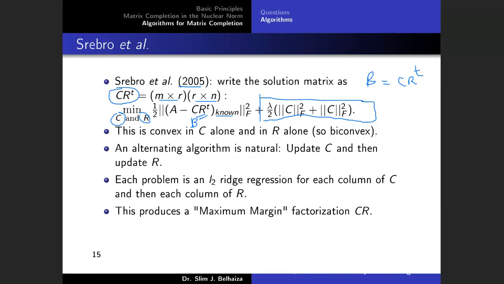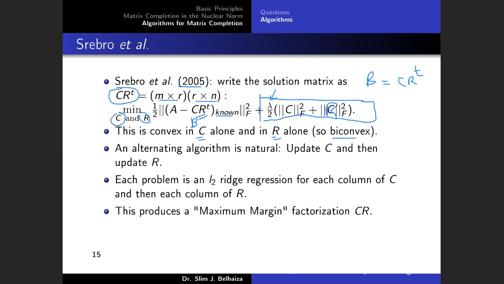Then you are adding the penalty, which is lambda over 2, kind of a Lagrangian multiplier if you think about it, times the Frobenius norm squared of C. This is R, should have been R. Plus the Frobenius norm squared of R is also part of the objective. So in fact, it became a convex problem in C alone and in R alone, if you think of it. So it is kind of bi-convex.